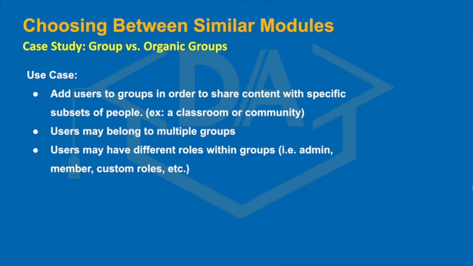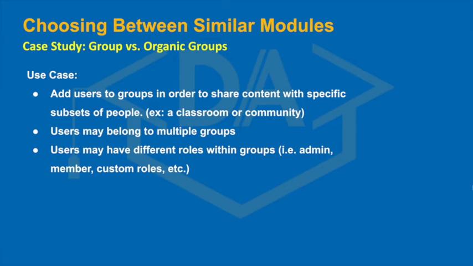We want to be able to add users to groups to share specific content with specific subsets of people. You can consider it like a classroom or just a community of people that want to share resources, but that the general public should not have access to those resources. People may belong to multiple groups. There might be even subgroups, and just different orderings of people. And within those groups, people may have different roles. If you consider it in a classroom, you might have a teacher and students, maybe an administrator, or basically anything.